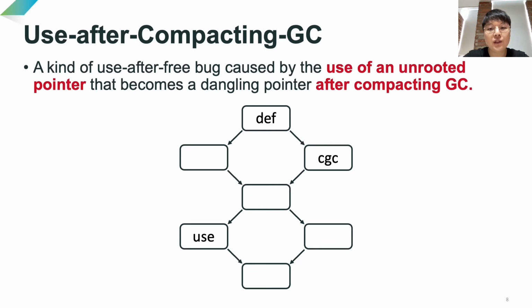A use-after-CGC bug requires a sequence of an unrooted pointer definition, compacting-GC invocation, and use of the unrooted pointer, which we refer to as def-CGC-use. If there exists a feasible path for def-CGC-use, we can conclude that there is a use-after-CGC bug. Thus, finding use-after-CGC bugs is the same as finding feasible def-CGC-use pairs.